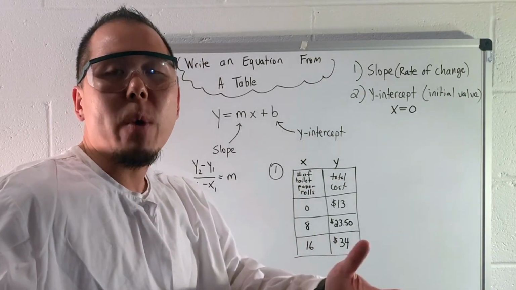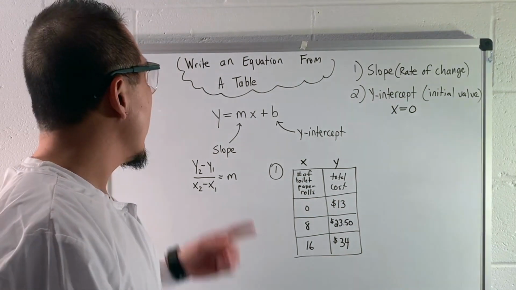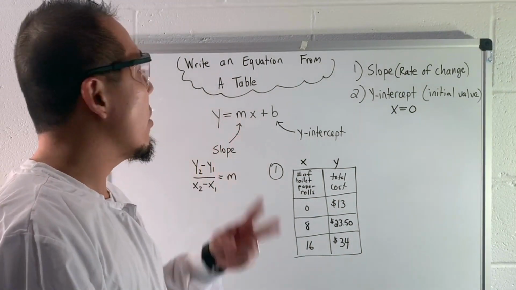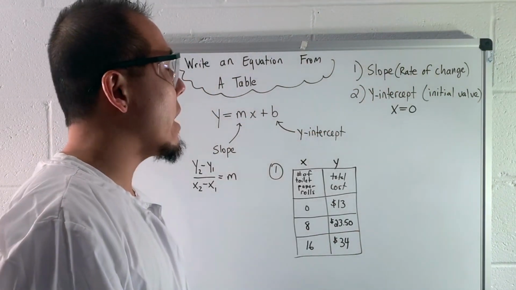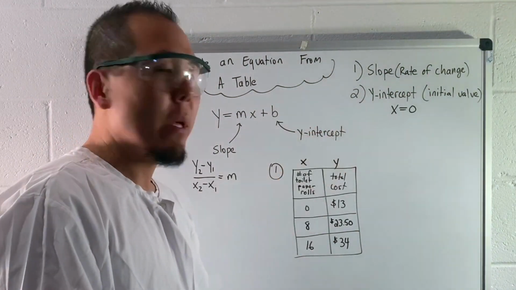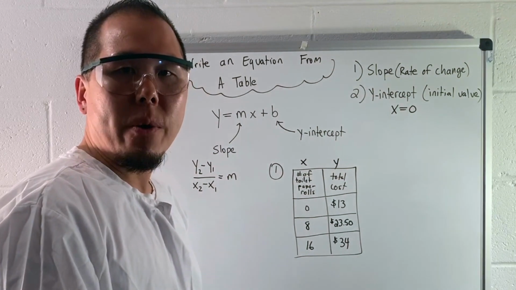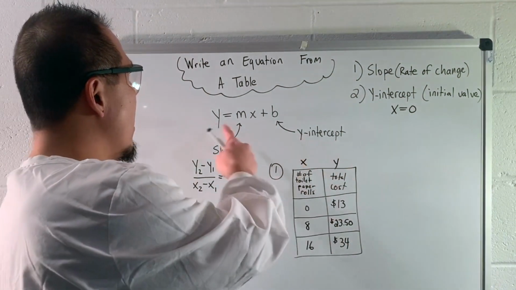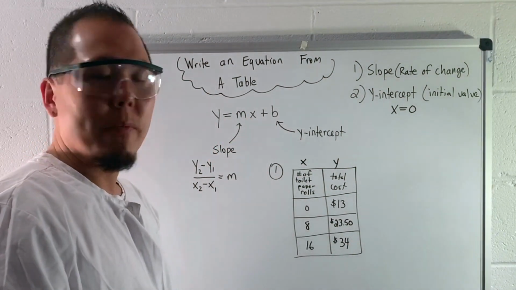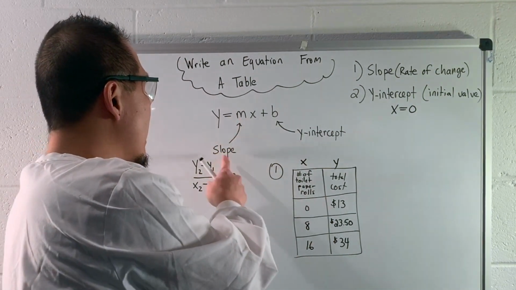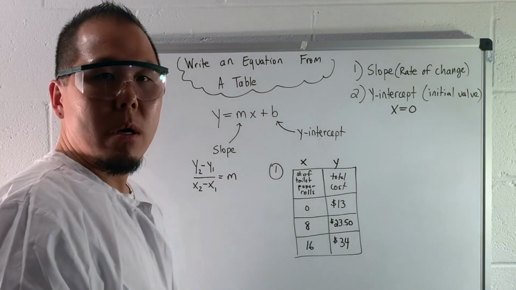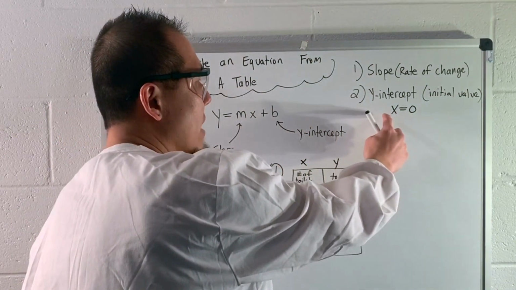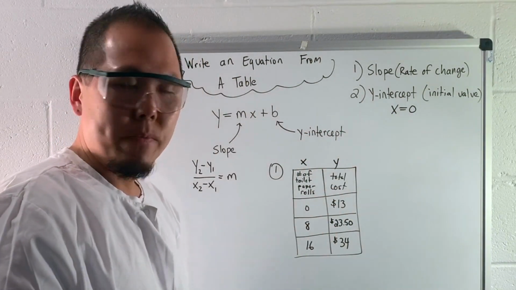Welcome! We're going to write an equation from a table in slope-intercept form. There are two things we need. Number one, we need slope, which is the same thing as rate of change. We need the y-intercept, which is the same thing as initial value. We're going to put those into the equation y equals mx plus b, where m is the slope and b is the y-intercept. We find the y-intercept when x is equal to 0.